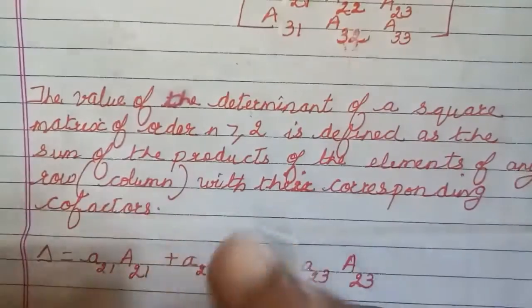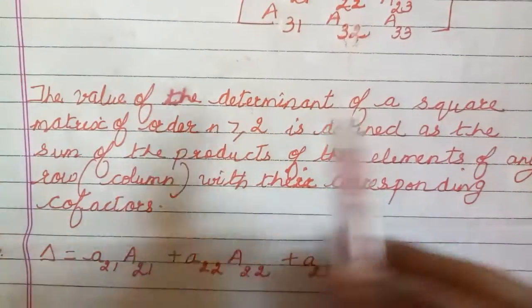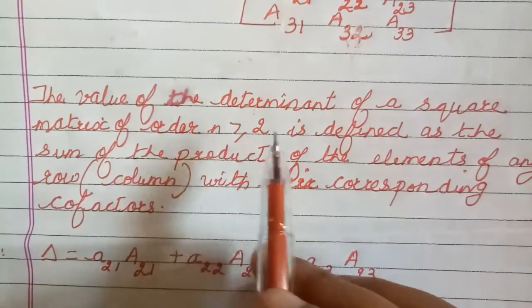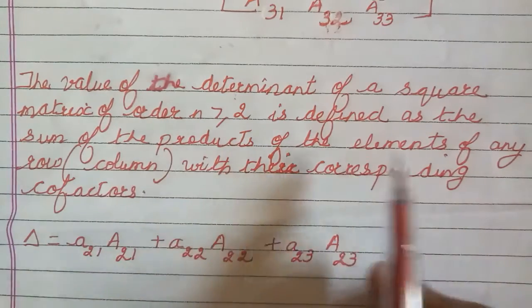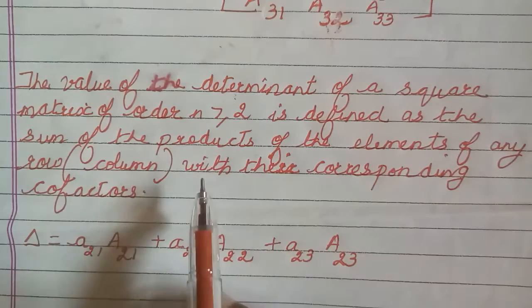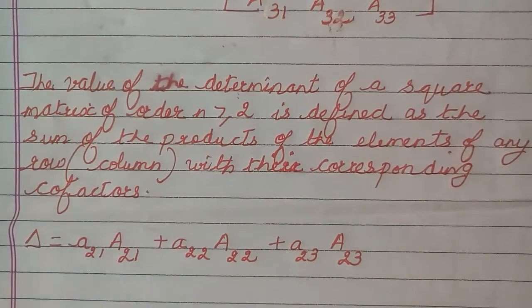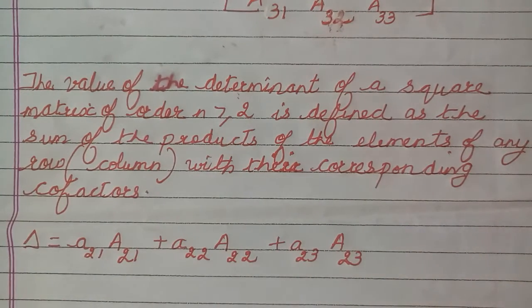Now one important result. What does it say? The value of the determinant of a square matrix of order n greater than or equal to 2 is defined as the sum of the products of elements of any row or column with their corresponding cofactors. Okay, so what is it saying, children? Indirectly, this is what we used to do in determinants. If you remember, when we used to solve problems, I used to expand my determinants along convenient rows and columns. That is what is said here.